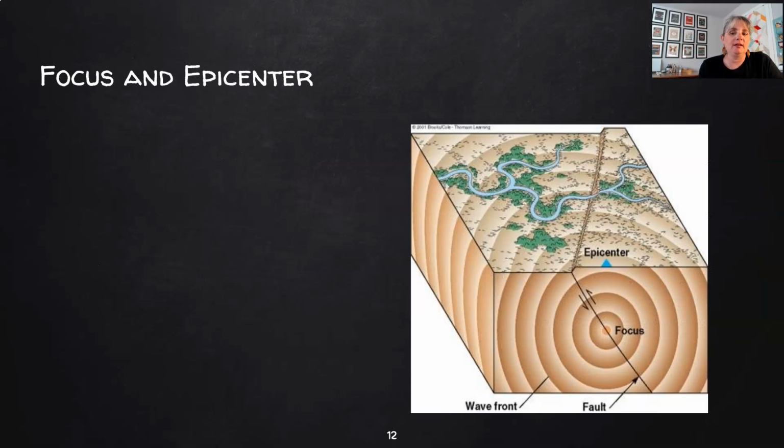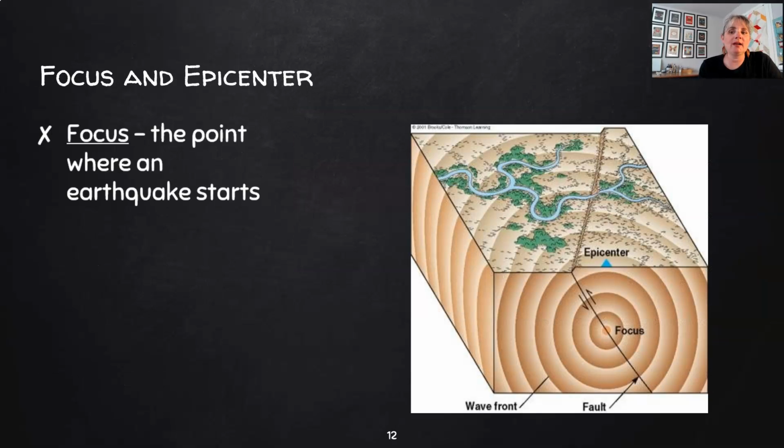All right, so here are two vocabulary words I want you to know: focus and epicenter. The focus is where the earthquake actually starts. Because our crust is deep, the focus can be anywhere inside. It could be 4 miles underneath the ground, it could be 2 miles underneath the ground, it could be 20 miles underneath the ground. But the focus is not usually right on the surface. It can be anywhere along the fault.